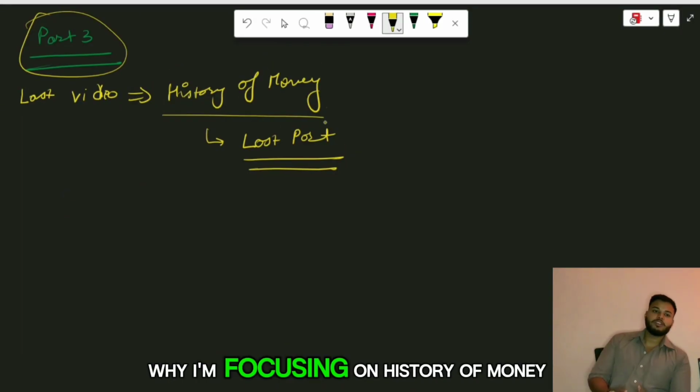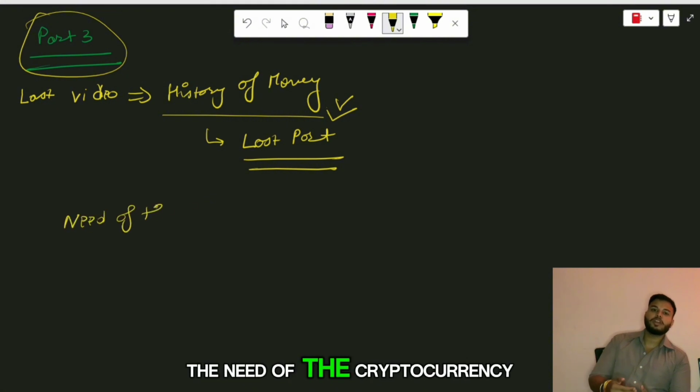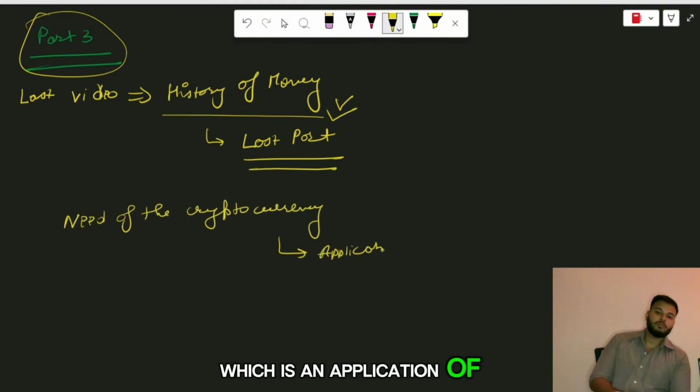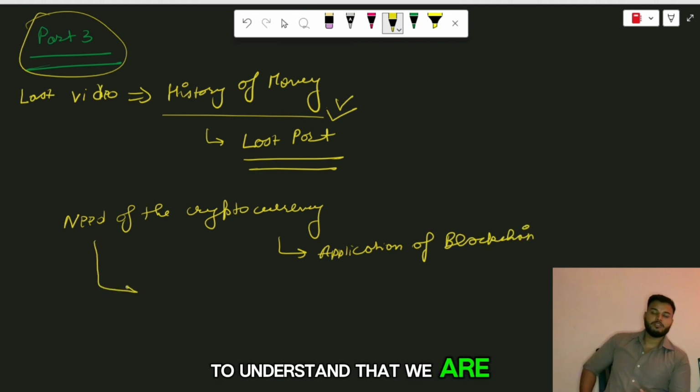Why I am focusing on the history of money is that we will be studying further the need of cryptocurrency, which is the application of blockchain. To understand the need of cryptocurrency, we are currently discussing the history of money.